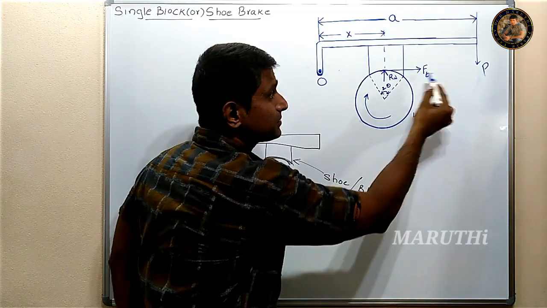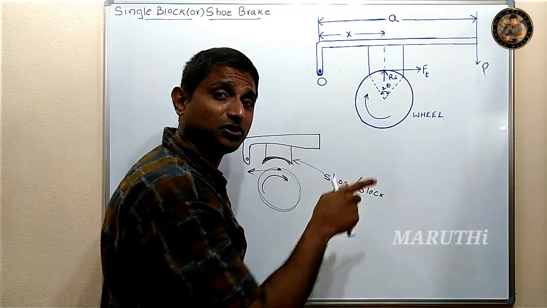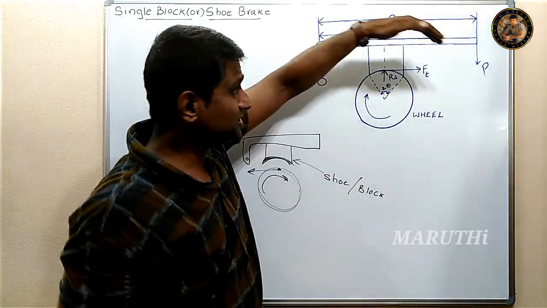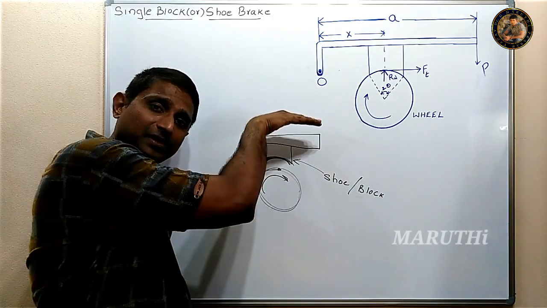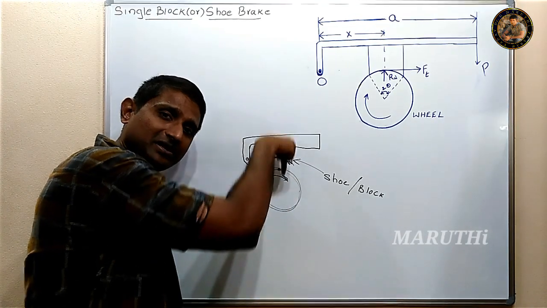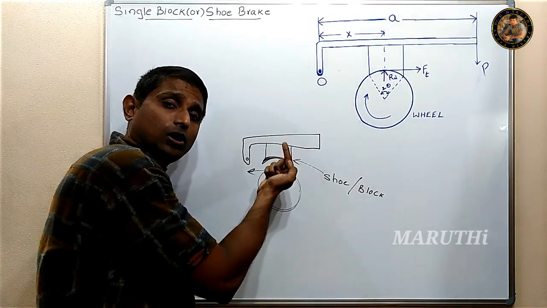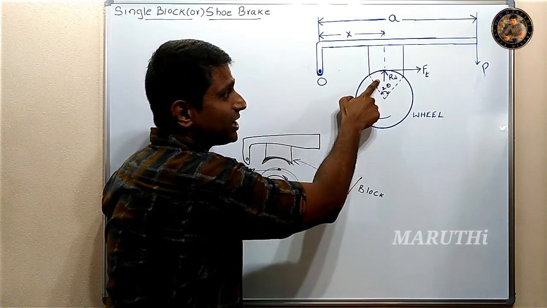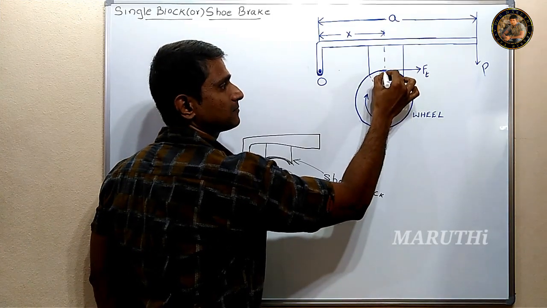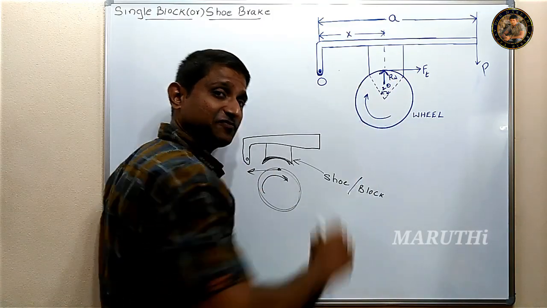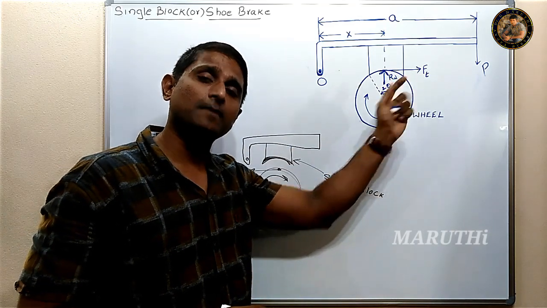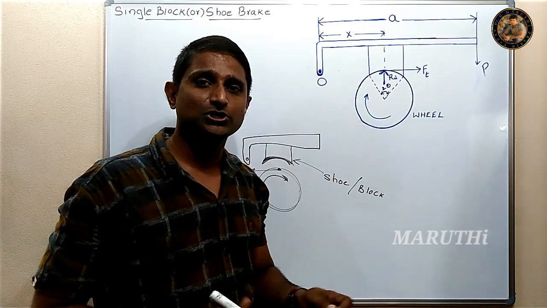See here, you can see here, this F suffix T is the frictional force developed on the shoe or block in this direction. When the shoe is pressing this brake drum in this direction, the reaction develops. So the force develops on the brake drum in this direction, downward, whereas the reaction on the shoe or block is in upward direction. That is what I have mentioned here: upward direction, R suffix N. So F suffix T is the frictional force on the shoe, and R suffix N is the reaction force acting in this direction on the shoe.